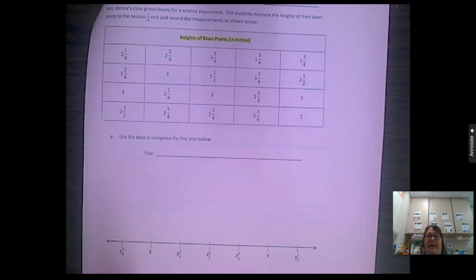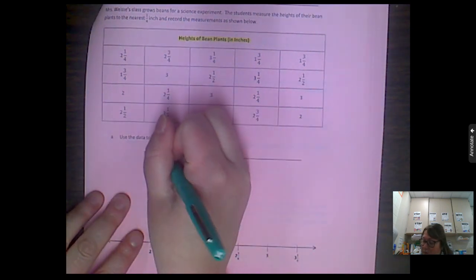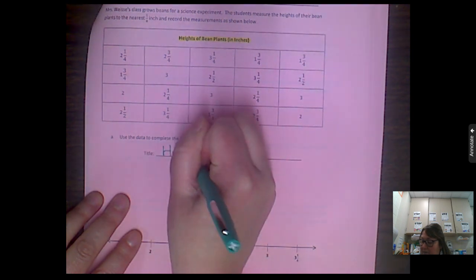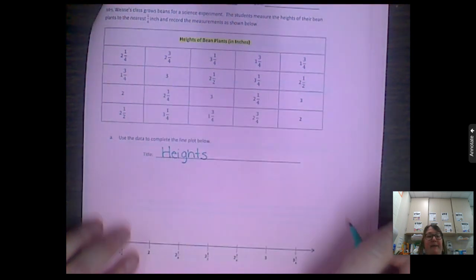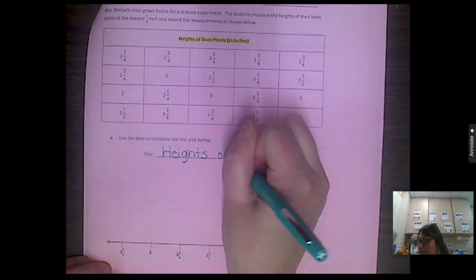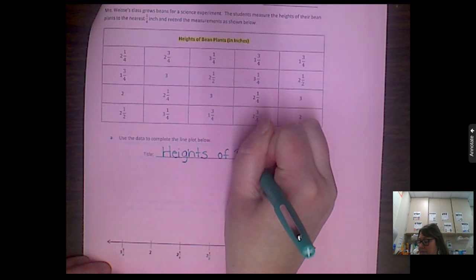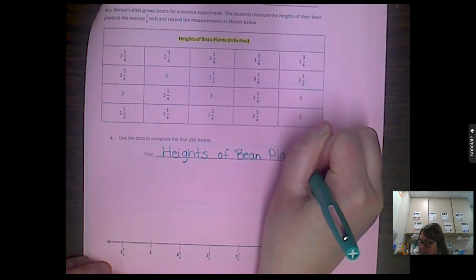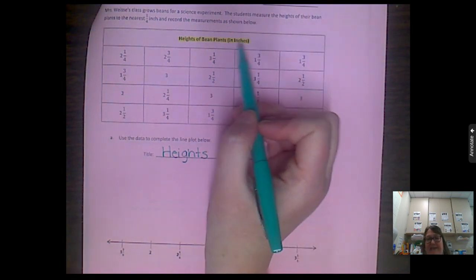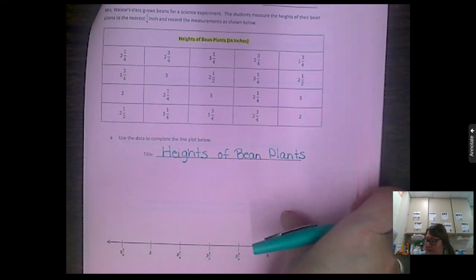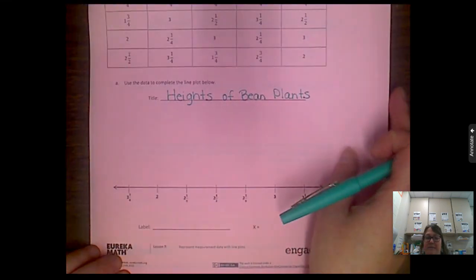So we're going to write Heights of Bean Plants. And we want to capitalize what they capitalize. They have all the important parts capitalized already. So all we need to do is copy that. So Heights of Bean Plants. And we don't need to write the "in inches" part in our title. That is what we are actually going to use at the bottom where it says label.